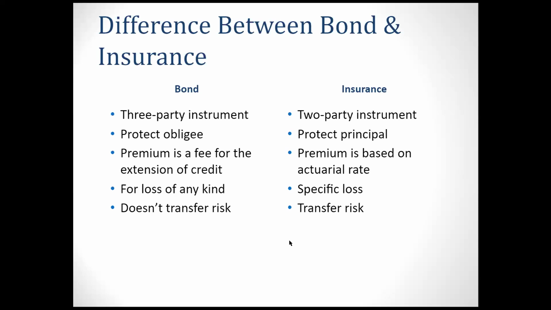The insurance is only a two-party instrument. So we are going to protect the contractor, which is the principal. The premium is based on actual rates. So you do not exactly pay the money for your coverage. You only pay the rate, maybe 1% or 2%, because this risk happens only 1 or 2% of the time, right? So this pays for a specific loss. For example, your auto insurance only pays for your auto damage, right? And this transfers the risk, because the insurance transfers the risk to the insurance company. It is not carried by the contractor, which is the principal.